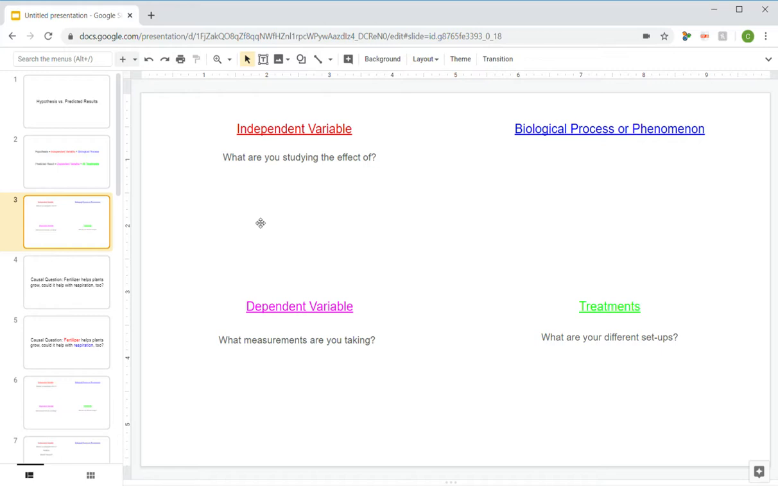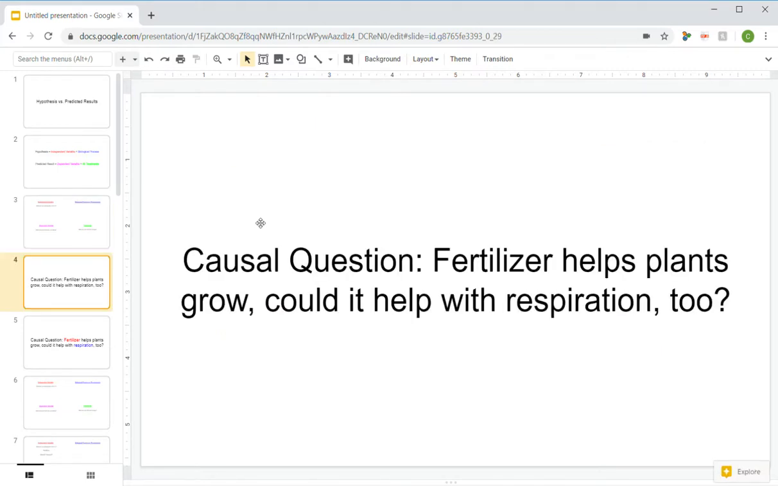But anyway, to get these four different parts, the best place to start, or where you're going to get a really good hint of where to start, is your causal question. Your causal question is the thing that you wonder or ask yourself that prompts you to start your experiment. So it is causal question, not casual question. As casual as your question may be, it's the question that causes you to actually go do your experiment. Okay, so I was wondering, if fertilizer helps plants grow, could it help with respiration too?